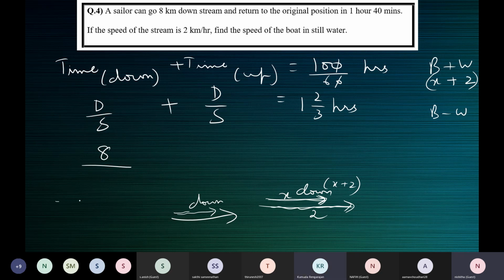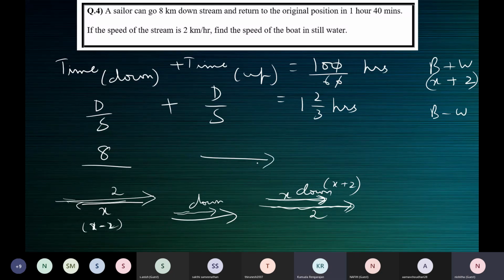Upstream means water is flowing in this direction, but you are rowing your boat in the opposite direction. You are trying to move at x kilometers per hour, but the water is opposing your speed at the rate of 2 kilometers per hour. So your net speed will be x minus 2. You are trying to go at x, but water is opposing your force, right? Your speed. So the net speed is x minus 2.